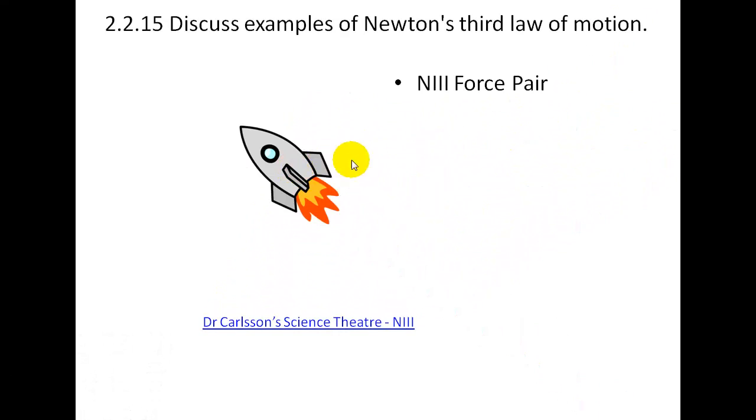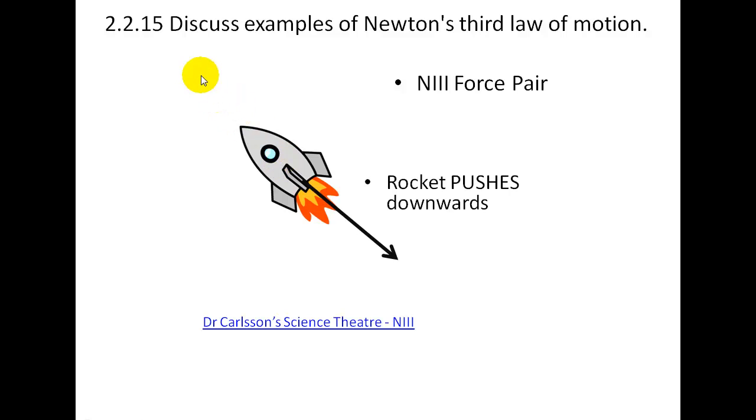This is a rocket traveling through space. We know it is accelerating upwards. There's a force pushing down. The rocket is pushing the fuel out of the back of the rocket downwards. If the rocket is pushing the fuel, the fuel must be pushing the rocket, and this is why the rocket accelerates forward. So the rocket pushes the fuel downwards, which means that the fuel pushes the rocket upwards. This is a Newton's third law pair. The rocket pushes fuel, fuel pushes rocket.